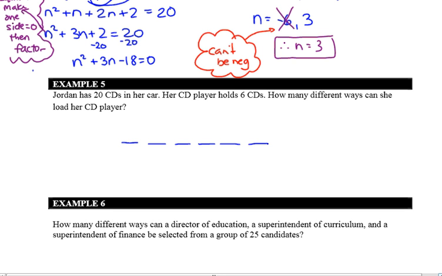So you can go first one, we have how many choices? 20, then 19, then 18. Right, you can't reuse a CD. And then figure that out.